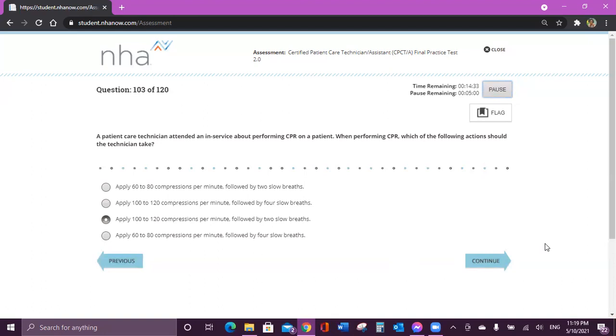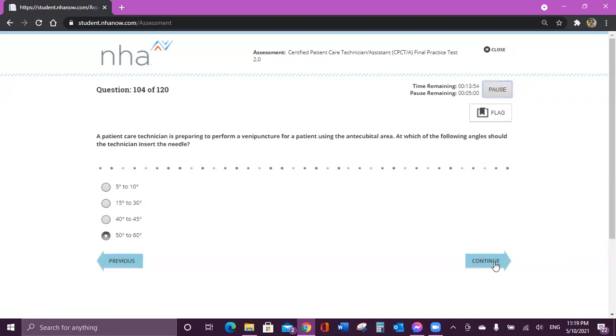A patient care technician attends an incident involving performing CPR on a patient. When performing CPR, which of the following actions should the technician take? Apply 60 to 80 compressions? No. 100 to 120 compressions per minute followed by 4 slow breaths? No. Apply 100 to 120 compressions per minute followed by 2 breaths. Yeah, 100 to 120.